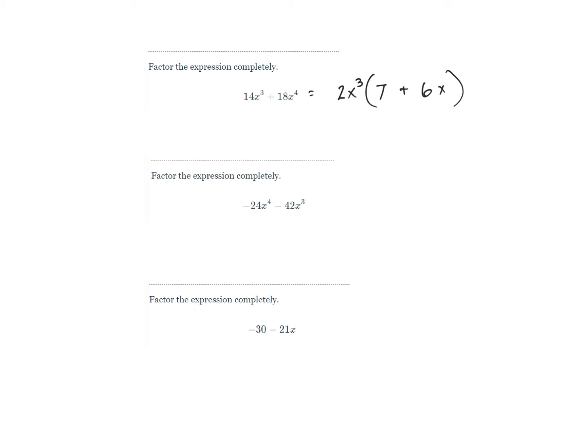My bad. What did I do wrong? I divided the 2 from 18, should be 9. That's right. I don't know why I thought 6.